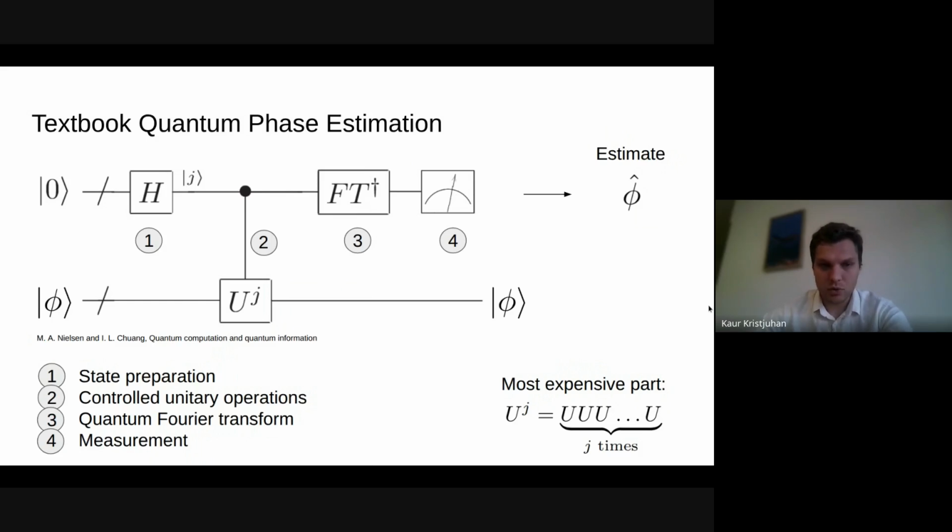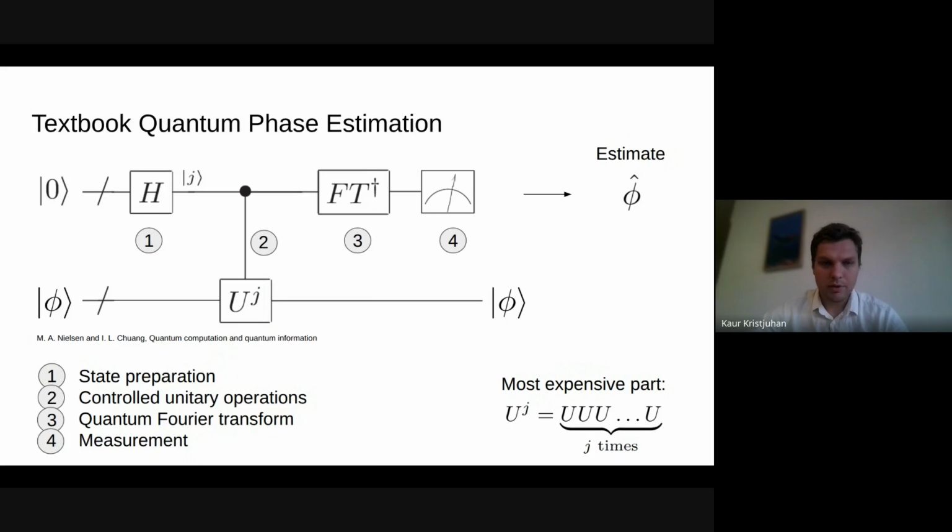And the second step is to apply these powers of this operator U to the state that you've already prepared. Since it's an eigenstate, applying U or powers of U does not change that state. However, this will induce a phase on this control register. And then finally, you do an inverse Fourier transform, and then you do a measurement. Based on that measurement, you're going to read out the bits of your answer, and that's going to give you your estimate. So this is a very famous and known subroutine in quantum computing.